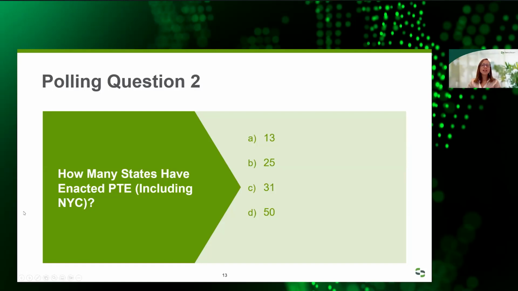So at that point, we're going to take our polling question number 2. How many states have enacted the pass-through entity tax regime, whether it's mandatory, which is only Connecticut, or the others? Oh, and we're going to include New York City. So how many jurisdictions, states including New York City, have enacted? A, 13; B, 25; C, 31; D, 50. How many jurisdictions?